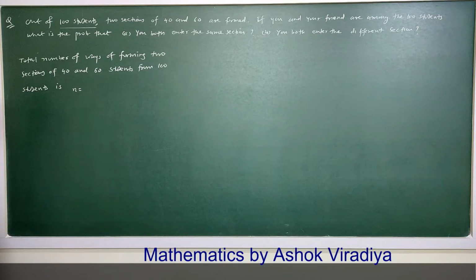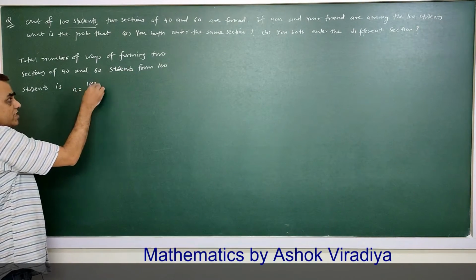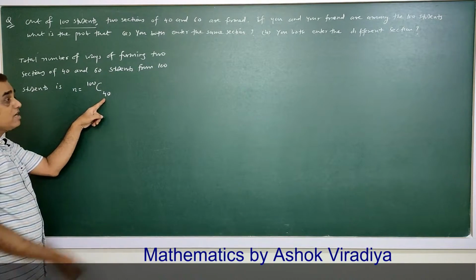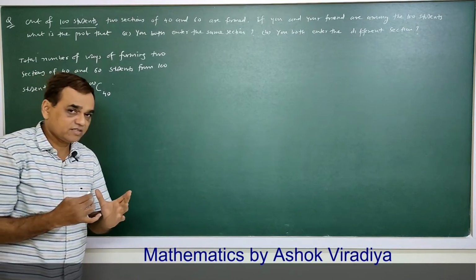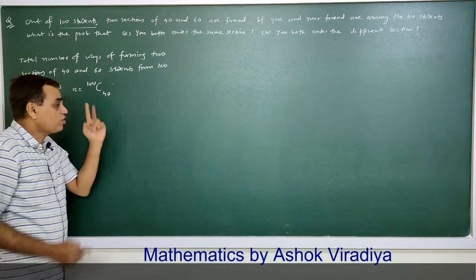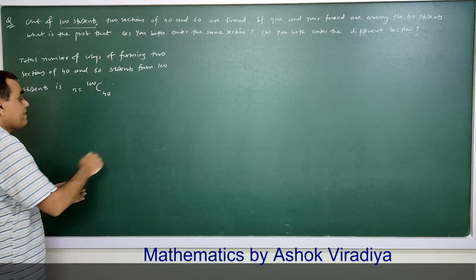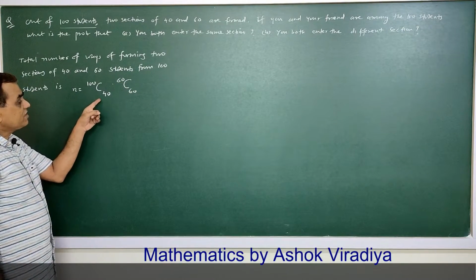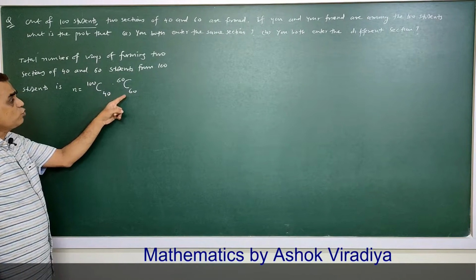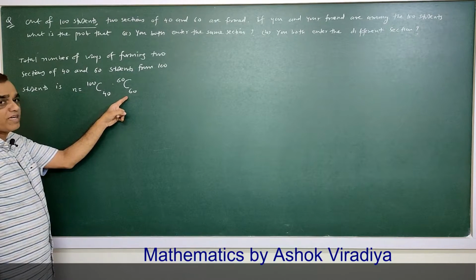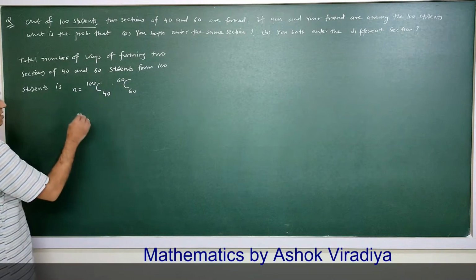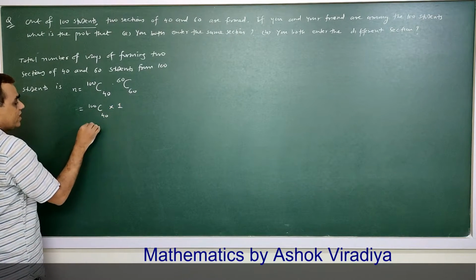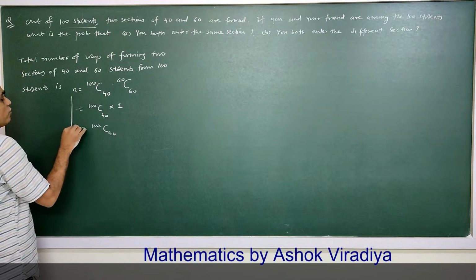is n equal to: from 100 students select any 40 students. From 100 select any 40. Now out of 100, 40 are selected, so 60 are left. From the remaining 60, select all 60. This is the first division, the first section. The left group of 60 students will be the second section, formed automatically. This value is 1, so it is 100C40 into 1, which is 100C40. This is the value of n.